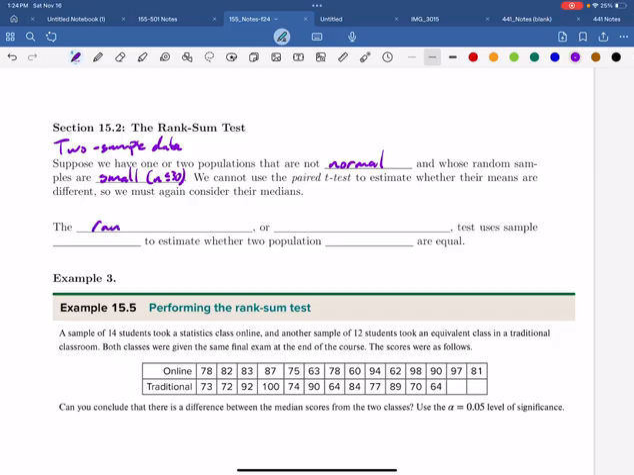So the rank sum test, or there's another. I think it's called the Mann-Whitney test. I guess I should just say the rank sum, right? And so it uses, let's see, sample medians, right?